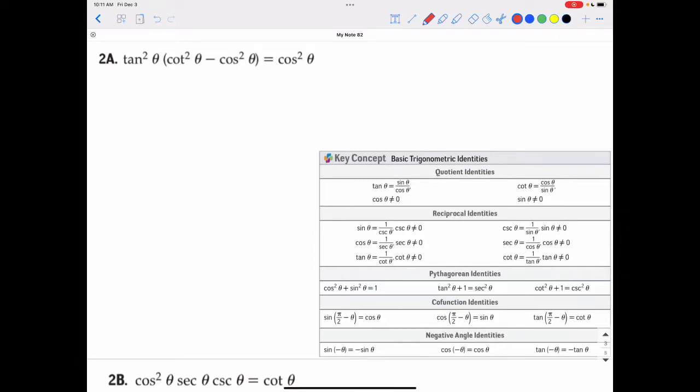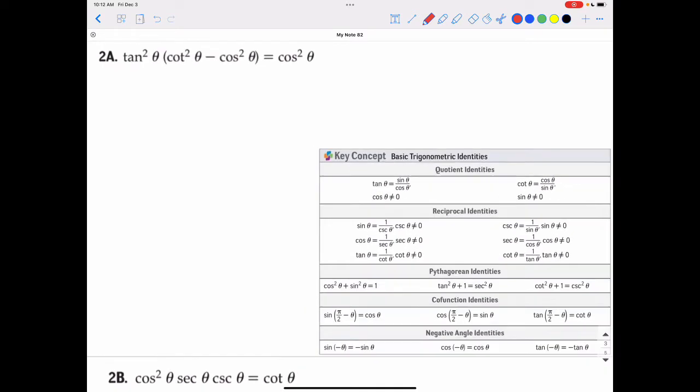Prove the identity: tangent squared theta times cotangent squared theta minus cosine squared theta equals just cosine squared theta. So I would say that the left side is definitely the more difficult side on this one. So I'm going to start out by looking at the tangent squared theta. Tangent squared theta and cotangent squared theta are very similar. Tangent is sine over cosine.